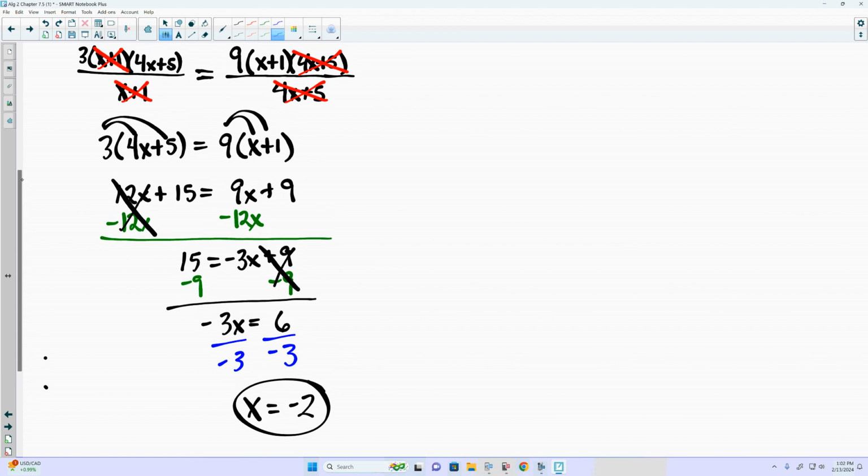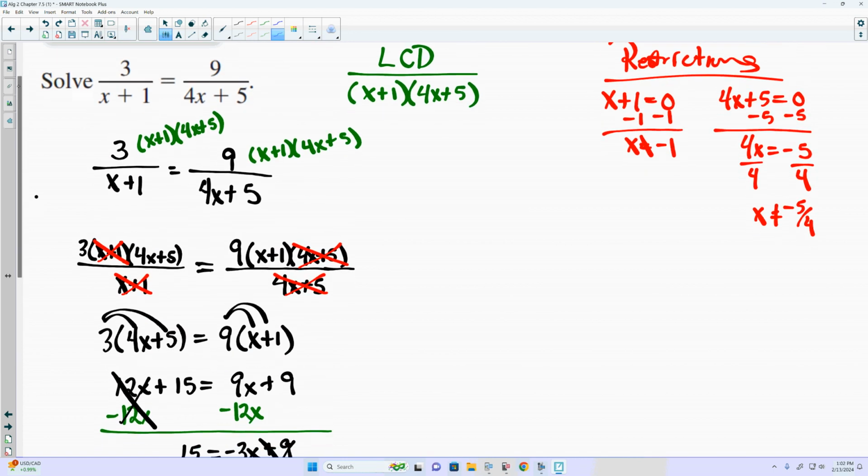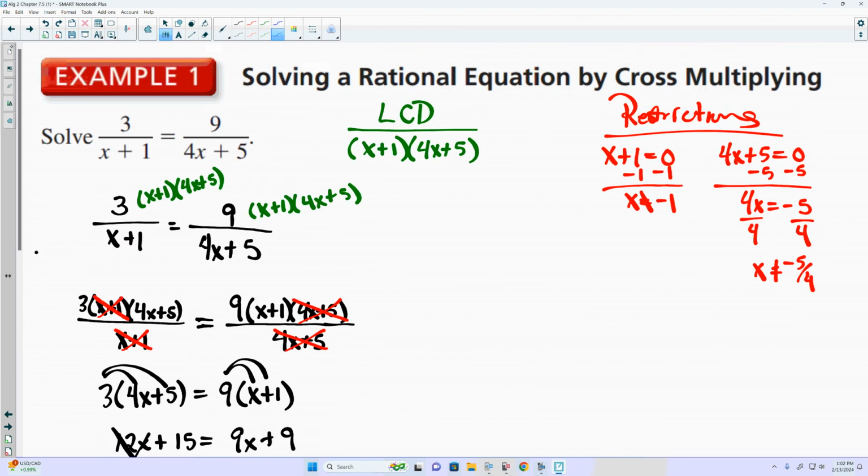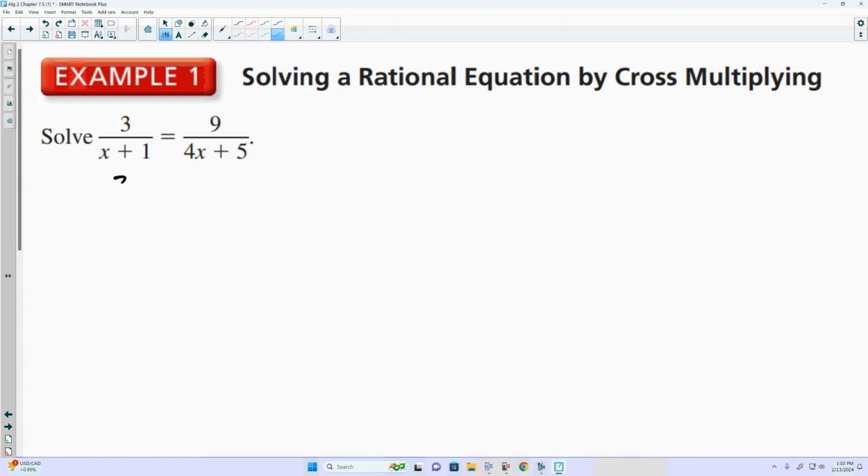What is negative 2, one of our restrictions? No, so it works. Because if I wanted to check this, we could say 3 over negative 2 plus 1, and 9 over 4 times negative 2 plus 5.